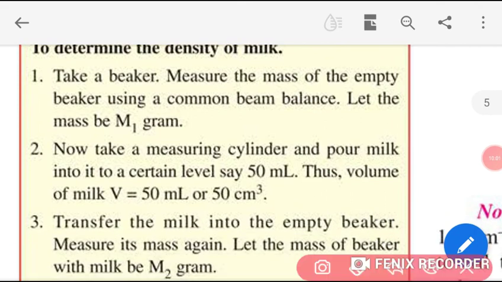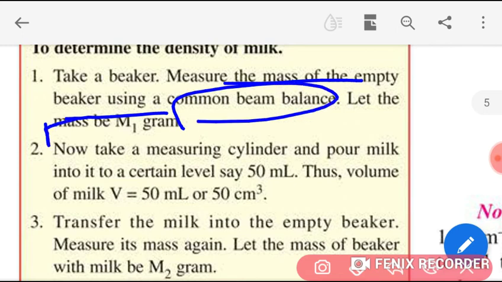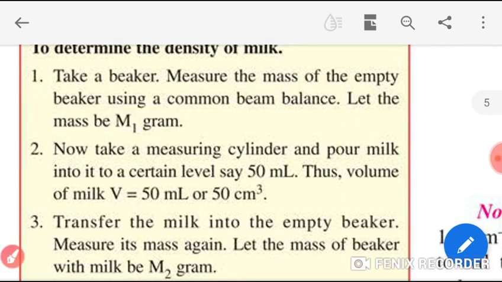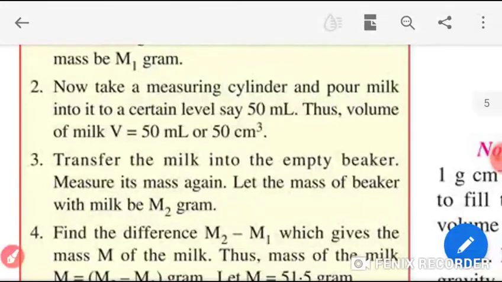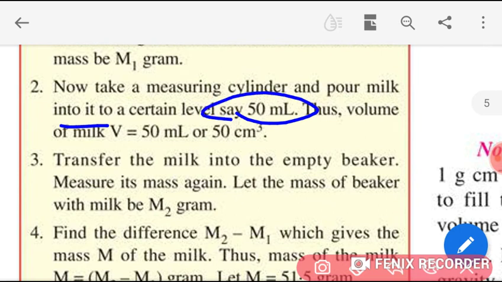Okay, students, now let's see the activity. Take a beaker and measure the mass of the empty beaker by using a common beam balance. Let it be mass m1 gram. Now take the measuring cylinder and pour milk or oil, whatever you want. Let it be 50 ml. That means the volume of the milk is 50 ml, or we can say it as 50 centimeter cube also.